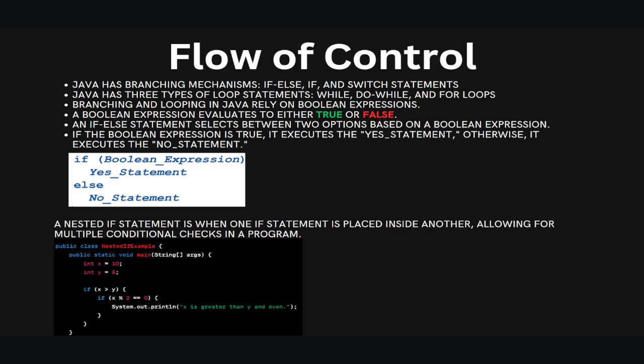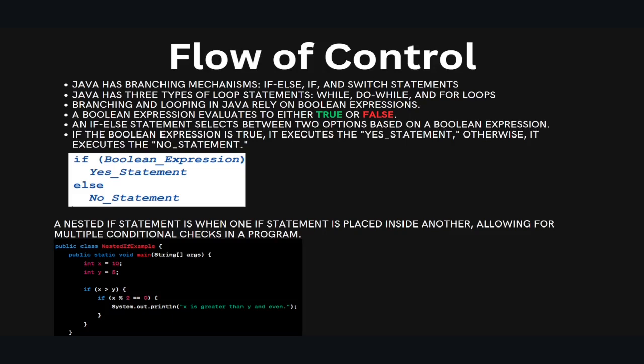An if-else statement basically selects between two options based on a Boolean expression, as I mentioned before. In this example, if the Boolean expression is true, then the yes statement is executed. Otherwise, the no statement is performed. Next, I'll talk about a nested if statement. To summarize, a nested if statement is just one if statement layered inside another one, allowing multiple conditional checks in a program.